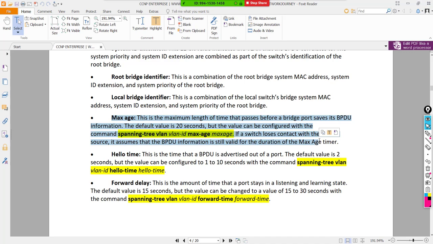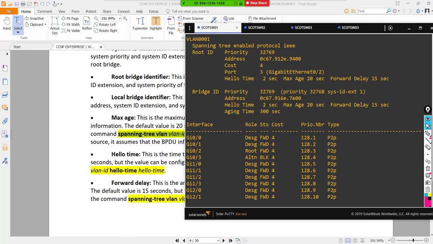If consecutively all 10 get lapsed or expired, if there is no response back, it will declare the other switch as dead, and then reconvergence happens. The new election will happen with the new switches. Okay, we can change that behavior from 20 seconds. I can change to some smaller value, or I can also go with some higher value. So as of default, it's always 20 seconds.